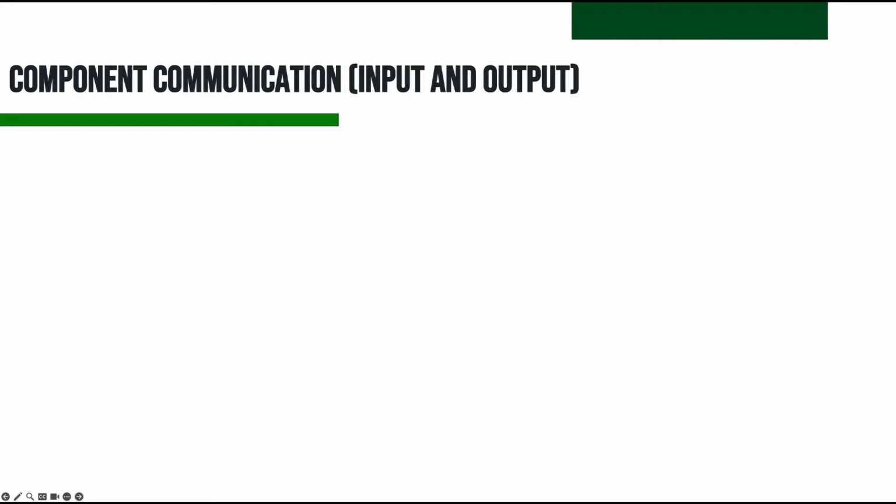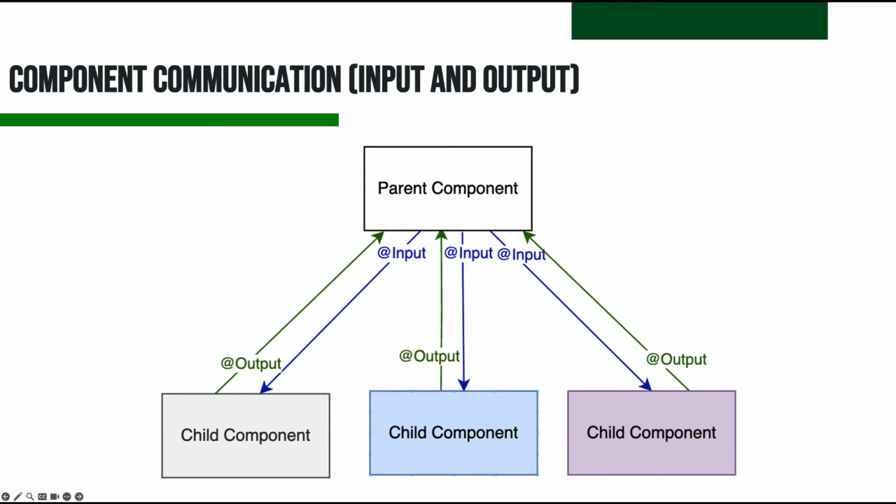Angular provides a mechanism for communicating between components, allowing data to flow from parent components to child components and vice versa. As you can see in this diagram, we have two things: inputs and outputs. Input properties allow you to pass data from a parent component to a child component. To define an input property, use the @Input decorator before the property declaration in the child component class. The parent component can then bind to this property and pass data to the child component.